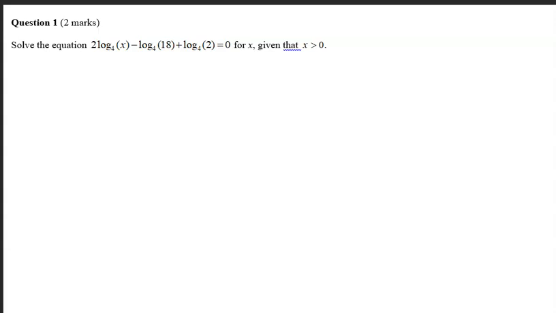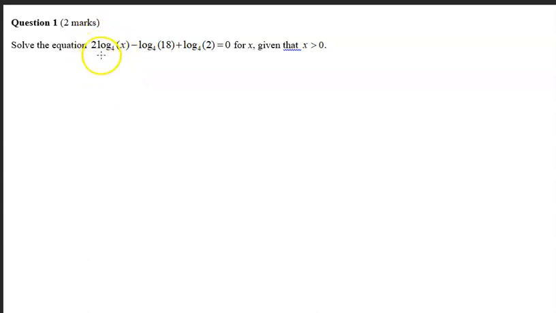Solve the equation 2 log base 4 of x minus log base 4 of 18 plus log base 4 of 2 is equal to 0. Now, quite a few people didn't realize that you just had to use basic log laws in order to tackle this question. And a lot of people forgot a few rules of how to approach this.